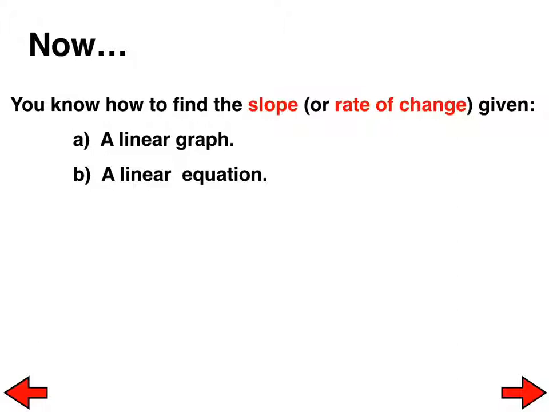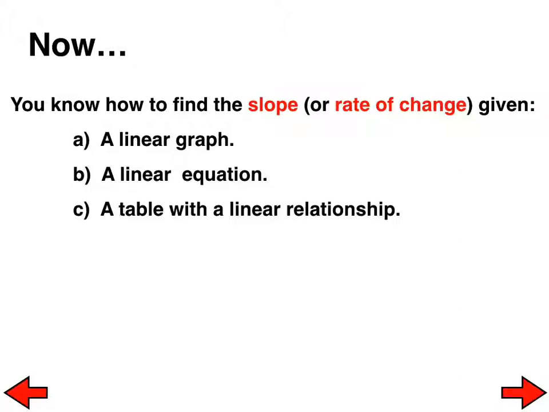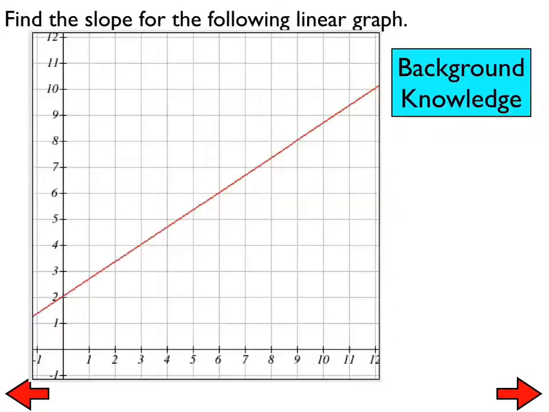Linear equations are typically in the form y equals mx plus b, where m is the slope, or the rate of change, and b is the y-intercept, or a table with a linear relationship. And that's what we talked about in the last lesson.